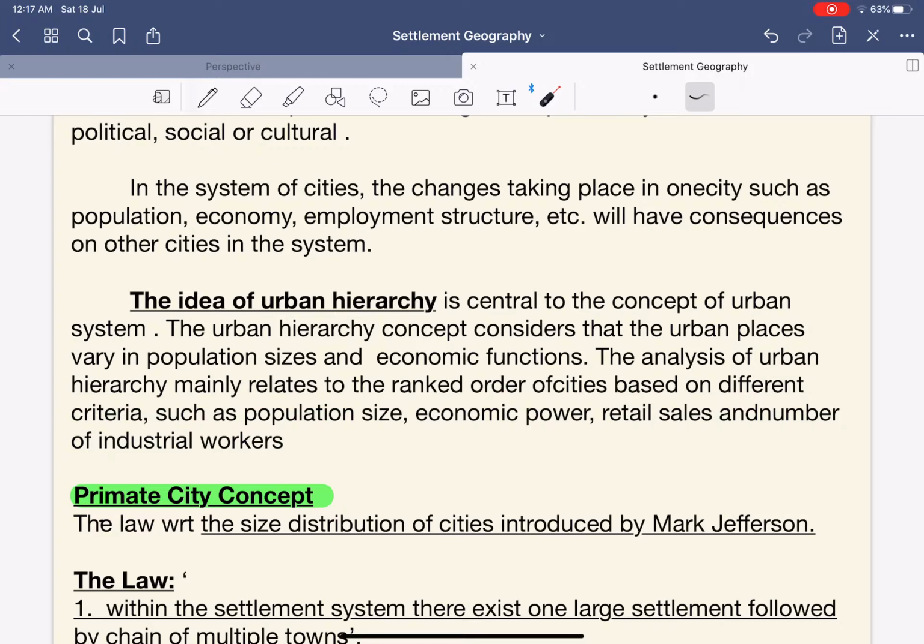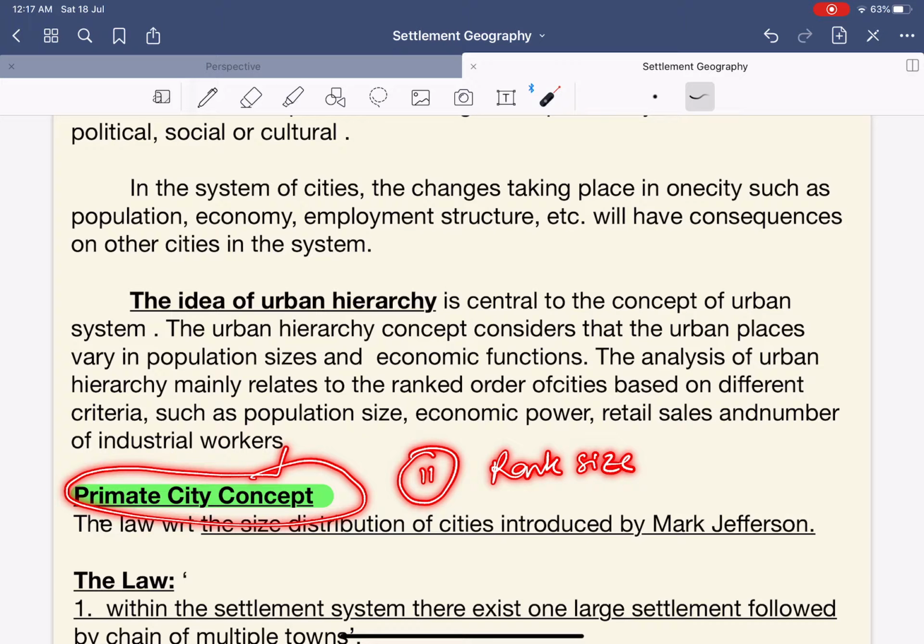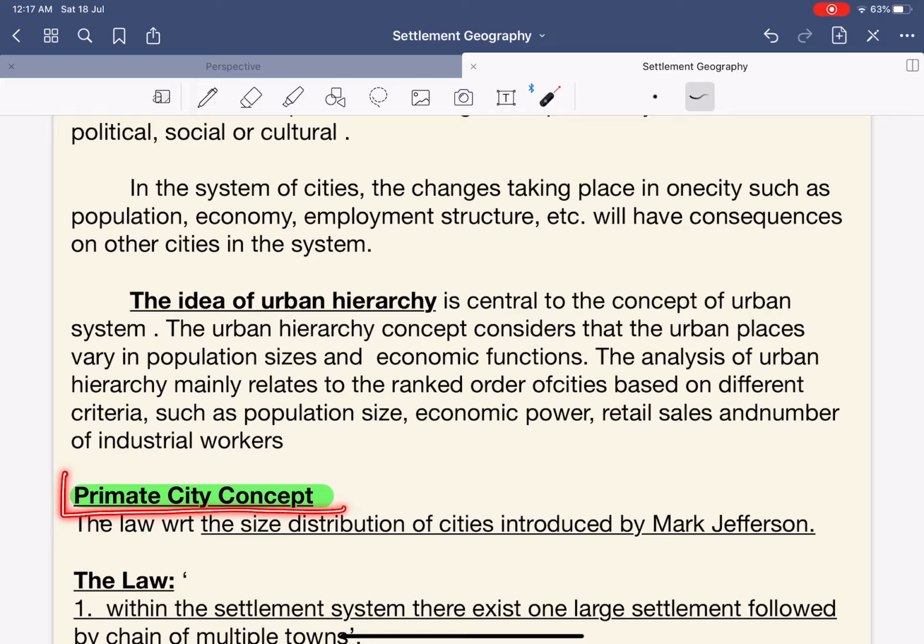Now, let us come to the syllabus. Within the syllabus, the urban hierarchy has been talked about. With respect to urban hierarchy, we'll be studying two things. First, we'll be studying the primate city concept, and second, we'll be studying the rank size rule. However, in today's class, we'll be just covering the primate city concept, and in the next class, we'll be taking up the rank size rule, for simplicity and for better understanding.